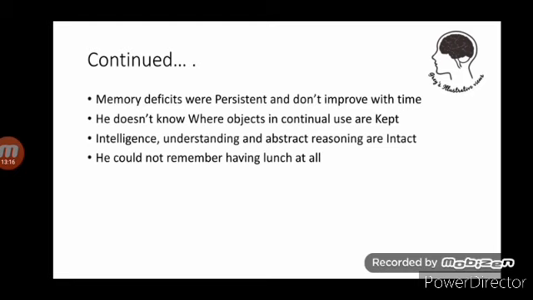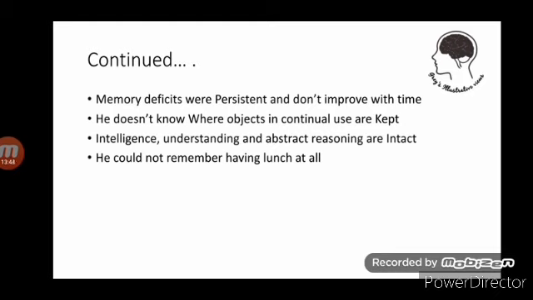Still there is more. Memory deficits were permanent and persistent and don't improve with time. This means that no cortical plasticity occurs in this case. He doesn't know where objects in continual use are kept. Once again, he cannot learn. Intelligence, understanding, and abstract reasoning are intact. This means that the prefrontal cortex is intact.